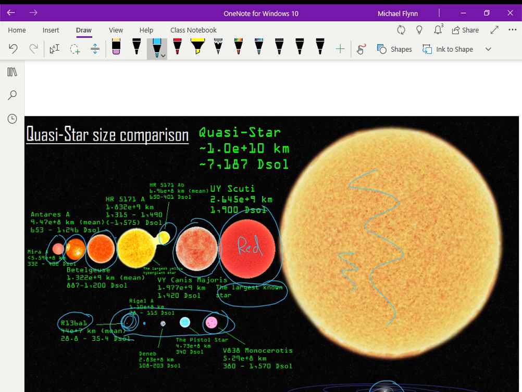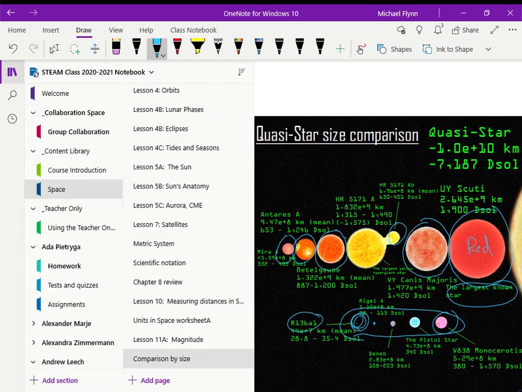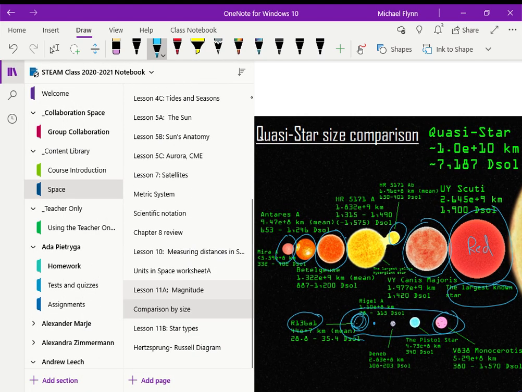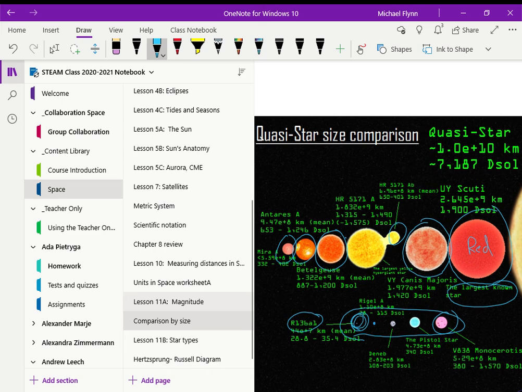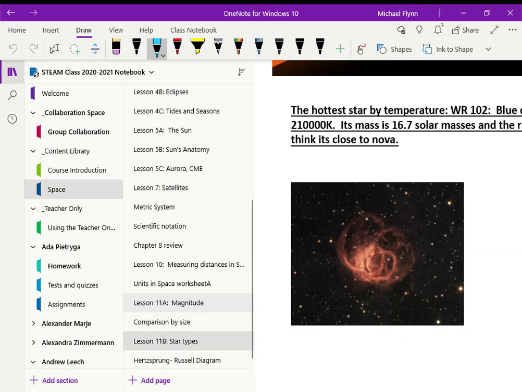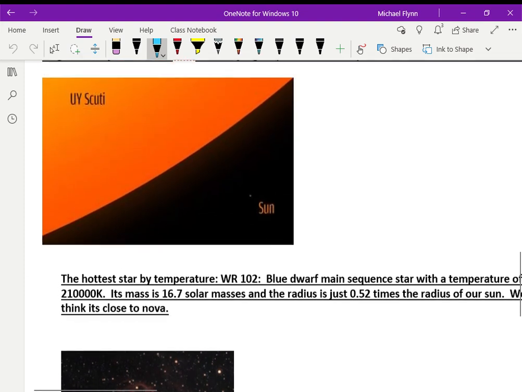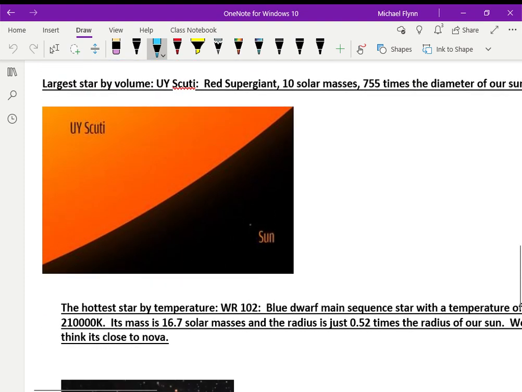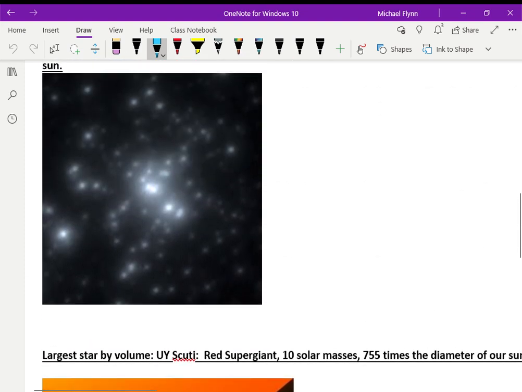If they do exist, they would be much, much larger even than our red hypergiants, our red supergiants. Okay, now I gave the class today a handout. I think cohort A, I gave this to you yesterday. So yeah, let's take a look. I have made a little comparison here.